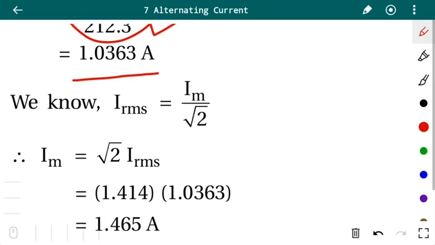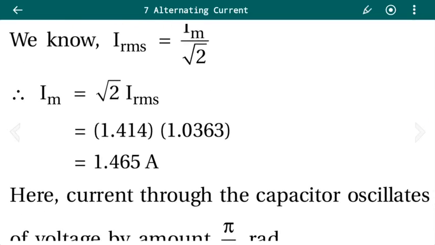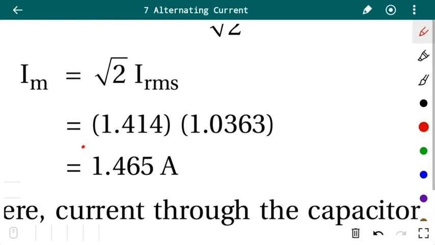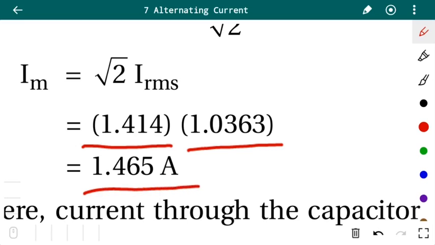From this we can find the peak current. We know that IRMS equals Im by root 2. So taking Im as the subject, we get Im equals root 2 IRMS. Put the value of IRMS: 1.414 into 1.0363. When we calculate this, we get the value 1.465 ampere.